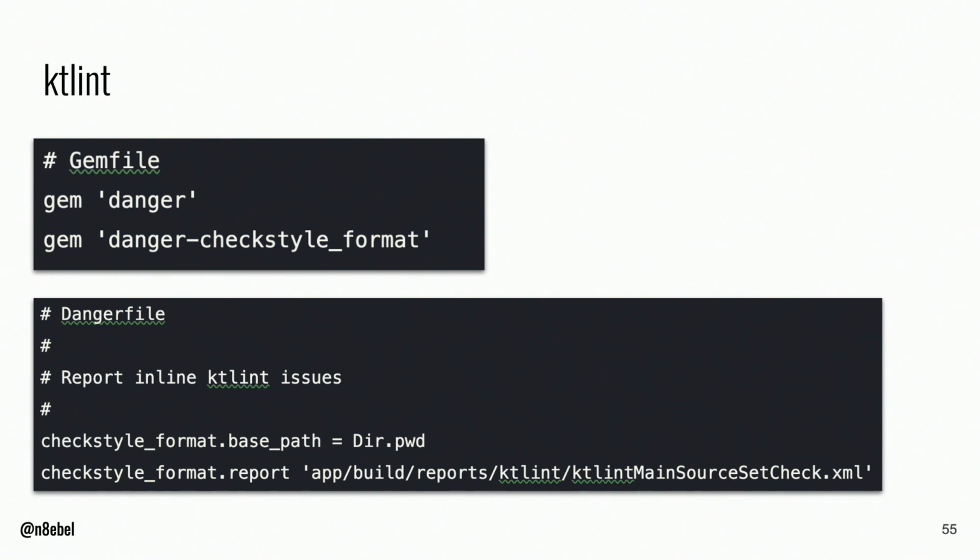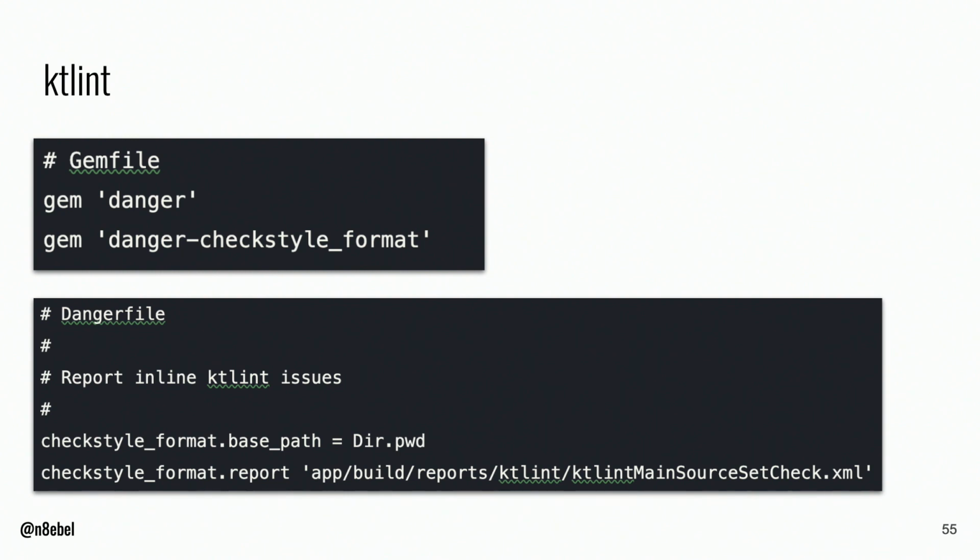This is also the first task we talked about that requires more than just the stock danger. There are actually a lot of additional plugins that we can add to this to work with other types of output or processes. In this case, we can add a gem that knows how to work with a checkstyle output and then turn those into inline comments.